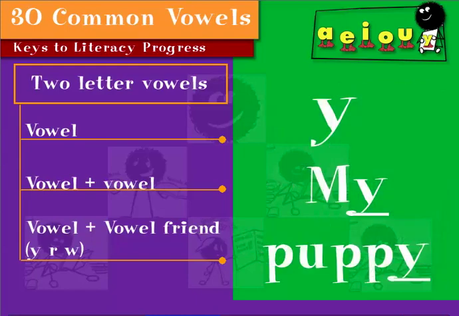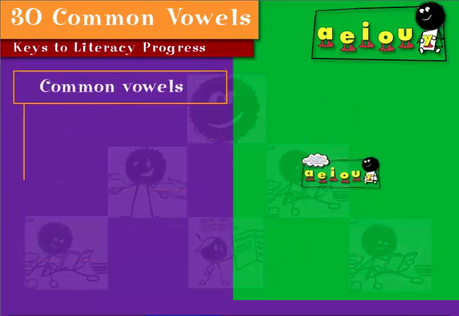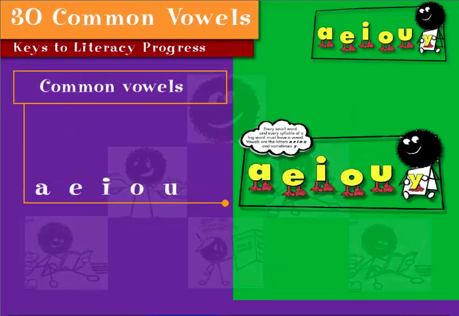Y is a special vowel friend. Y is allowed to sometimes be a vowel all by himself. A, E, I, O, U are the short vowels of English. They are the letters in the alphabet that we call vowels.